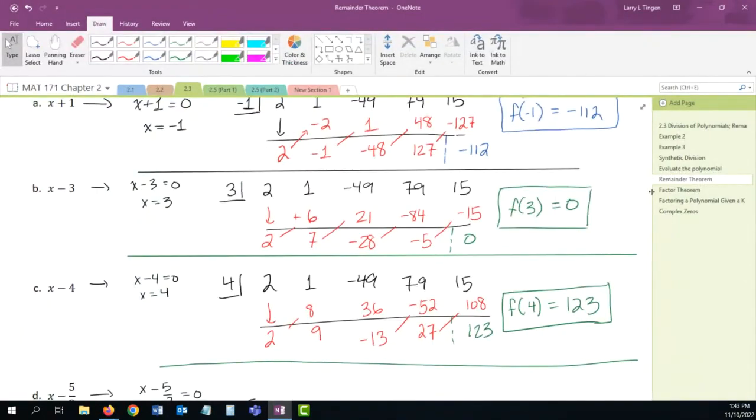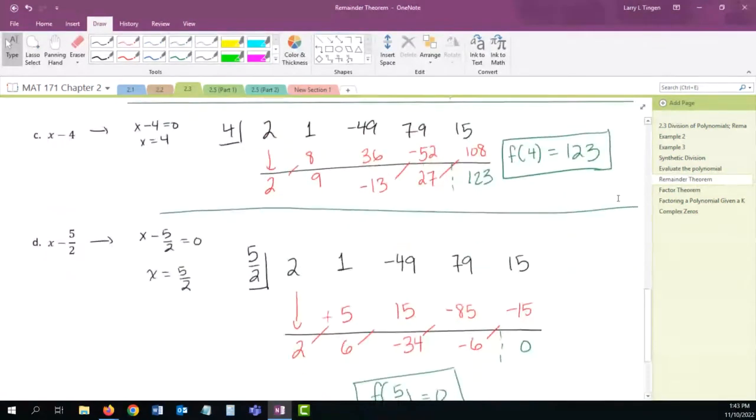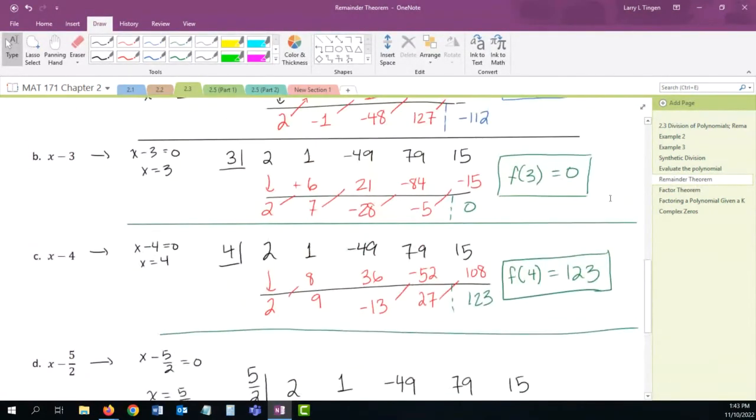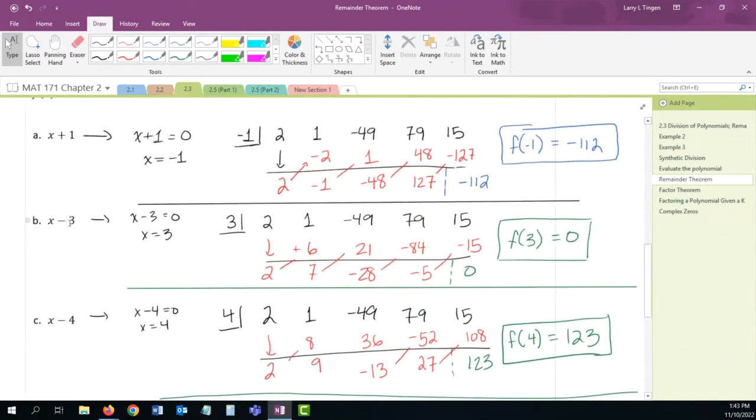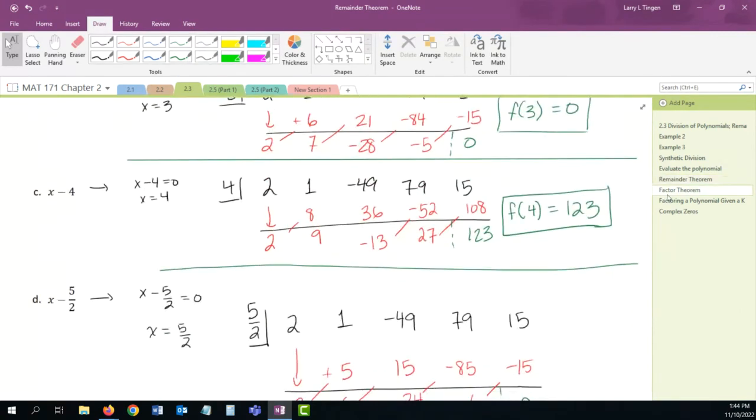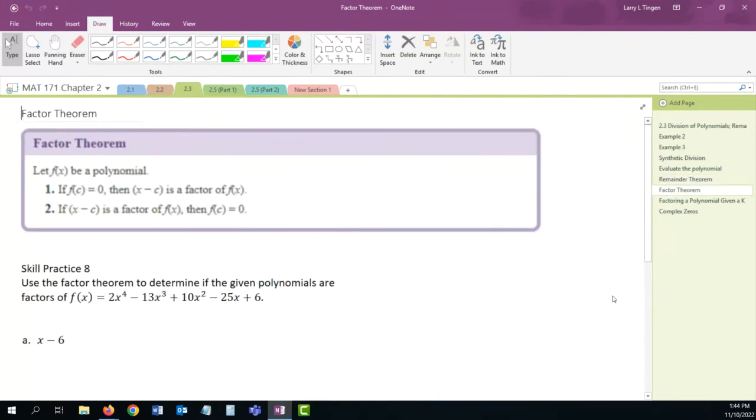So it turns out that we have one more piece of information. We know that I can always find the remainder. And every once in a while, I will find a remainder of 0, which means x minus 3 goes into the original function evenly. So we officially state that as the factor theorem.